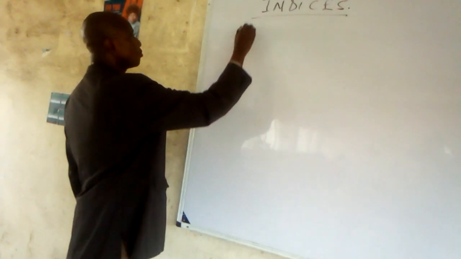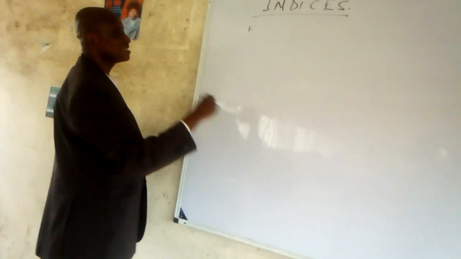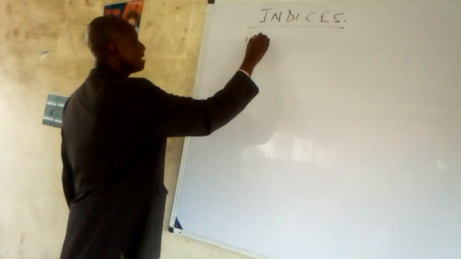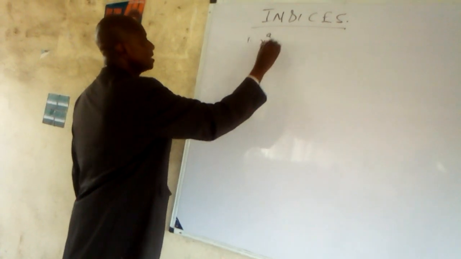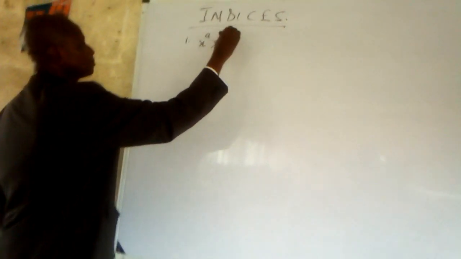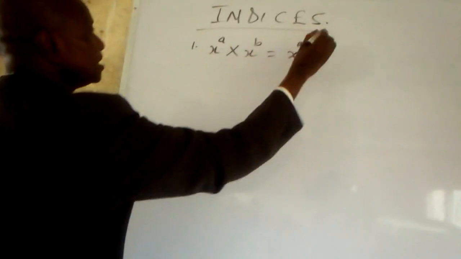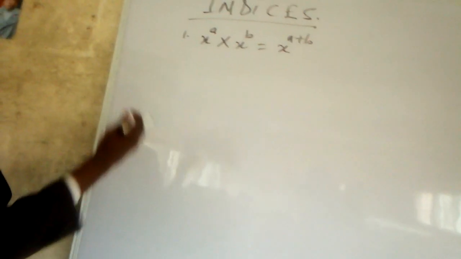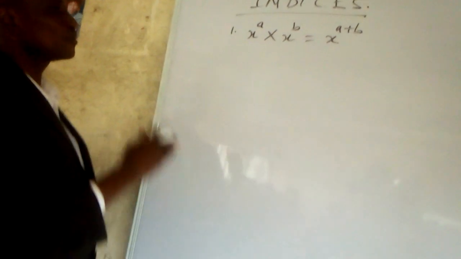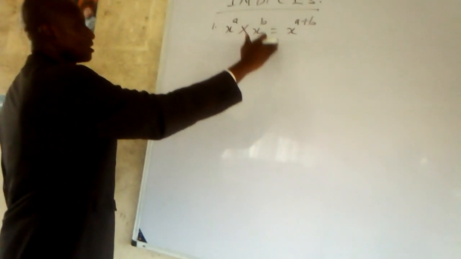For example, the first law, because mathematics is guided by law: if you have x raised to the power a multiplied by x raised to the power b, it is going to give you x raised to the power a plus b. Another name for indices is exponential function or power function. Power meaning raised to power, a concept.